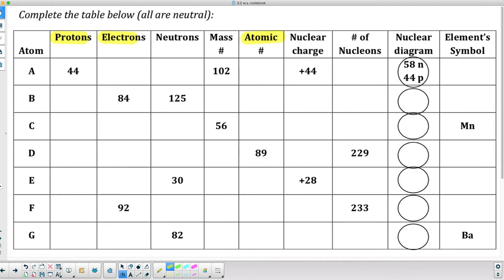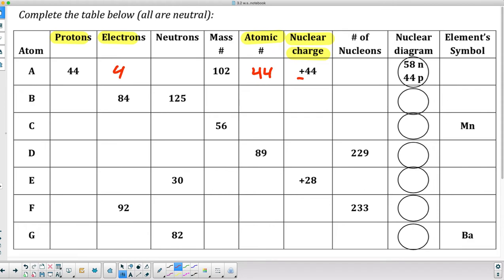Now here's another part I'm going to add to that. The nuclear charge is also the same, with just a plus sign in front. There are two things in the nucleus: protons and neutrons. Neutrons have no charge, which means the only things with a charge are the protons. So nuclear charge and atomic number are the same. The only difference is that the nuclear charge gets a plus sign in front of it.